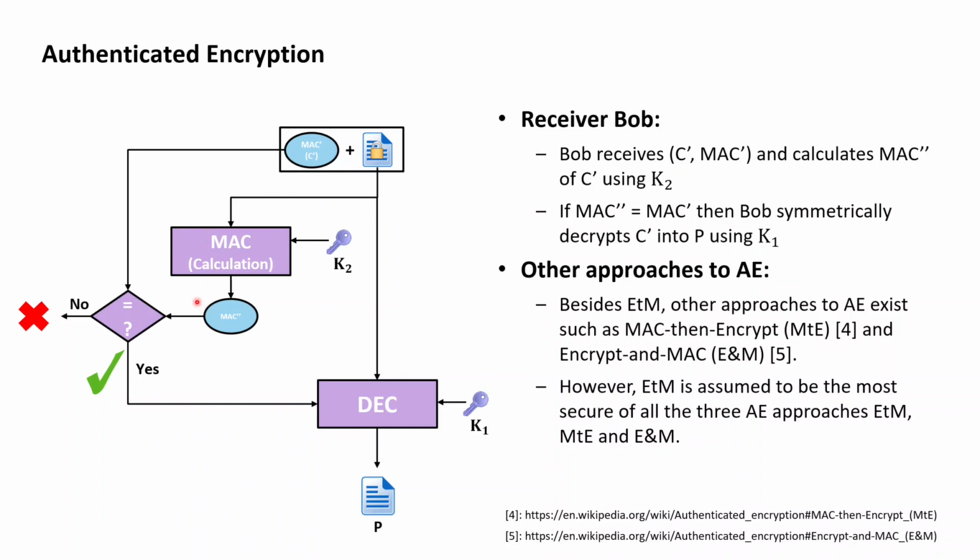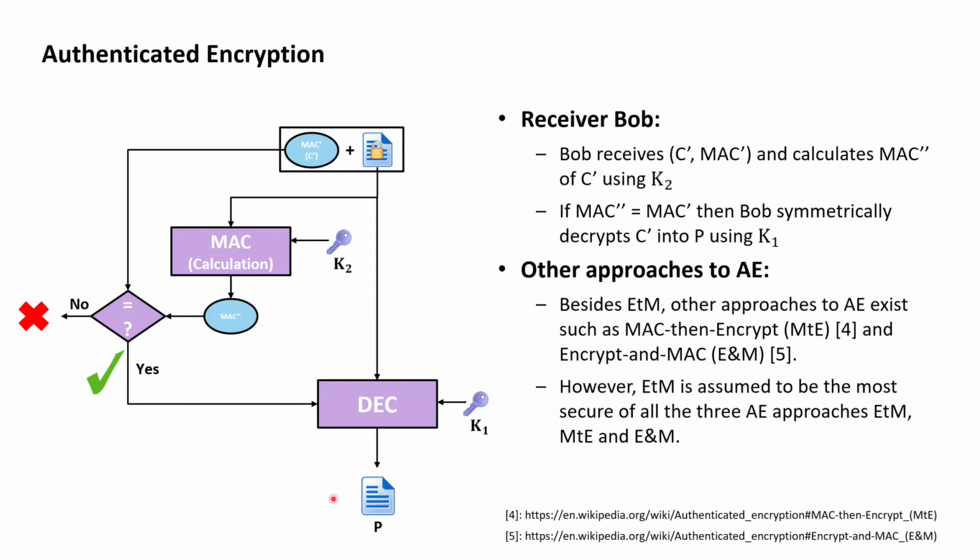If the MAC tag he calculated himself matches the MAC tag he received, Bob assumes that the ciphertext obtained is really a ciphertext sent by Alice and proceeds into decrypting the received ciphertext by making use of the symmetric key K1 to recover the original plaintext that Alice sent.